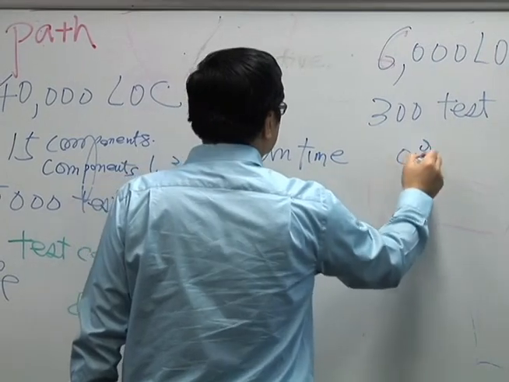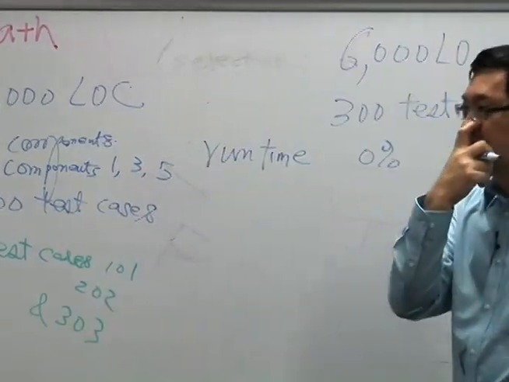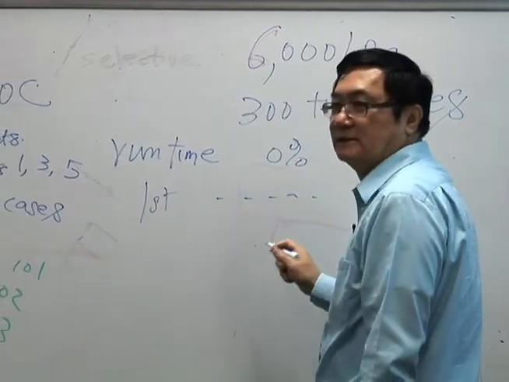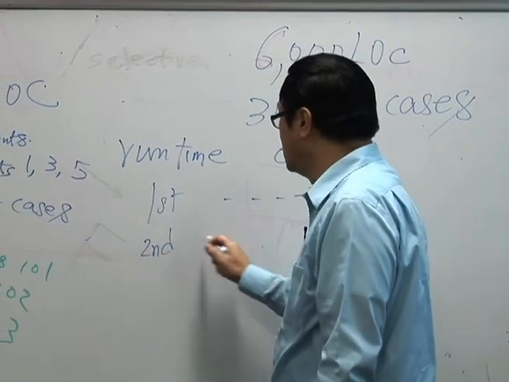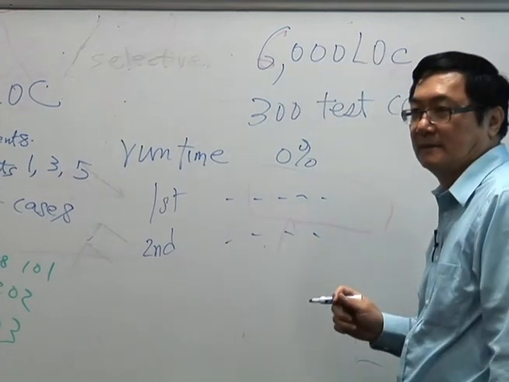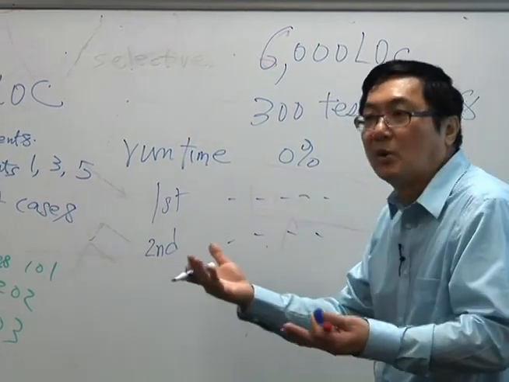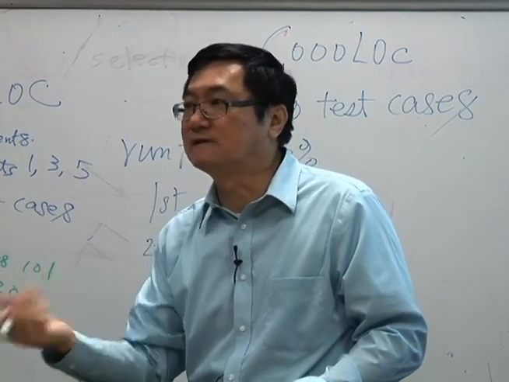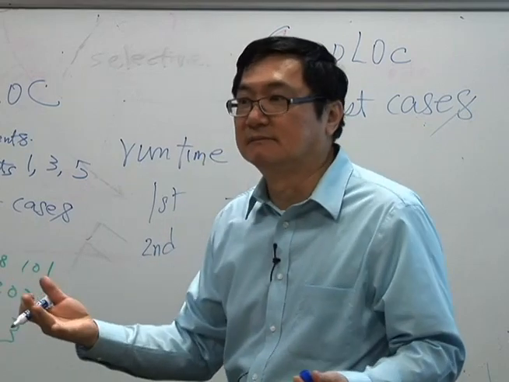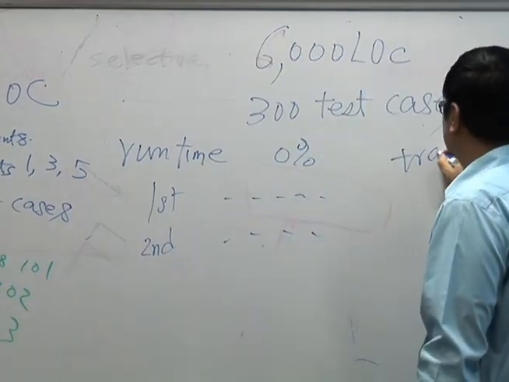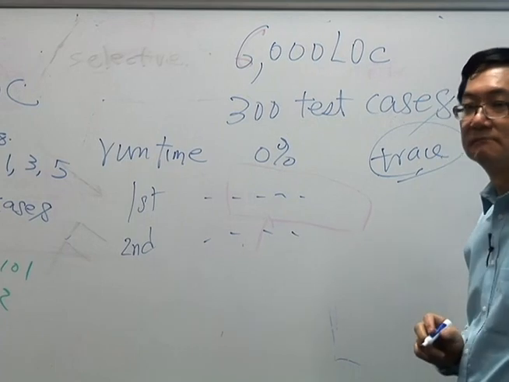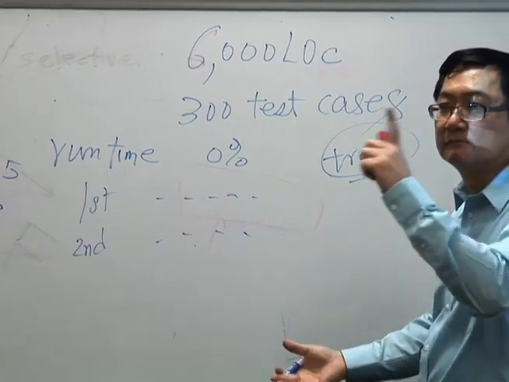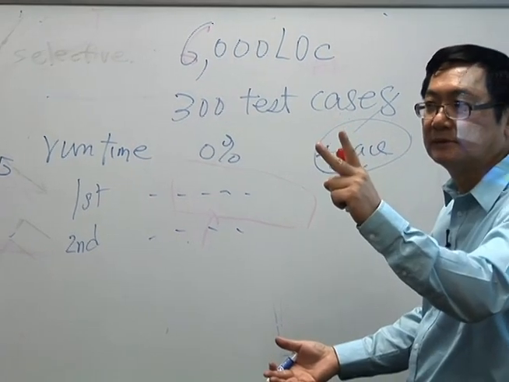In the beginning, 0%, nothing is covered. The first execution, something is covered. The second execution, something is covered, right? In order to report what has been covered, the information collected during the first execution has to be saved in the trace file. How are you going to save this information? Second question.